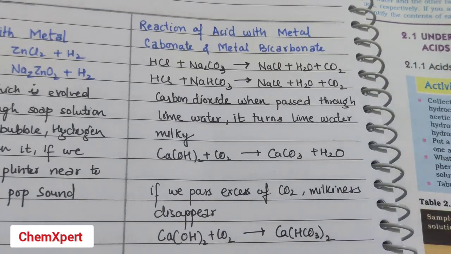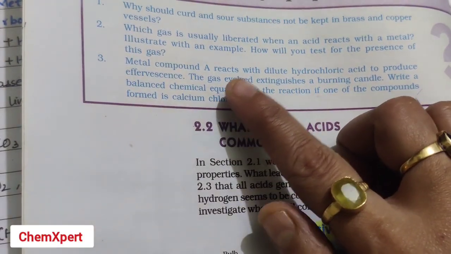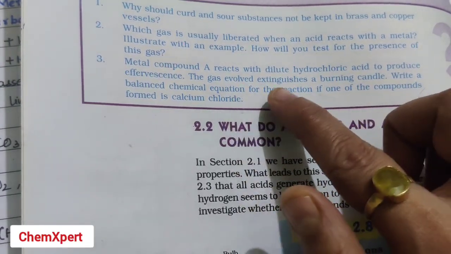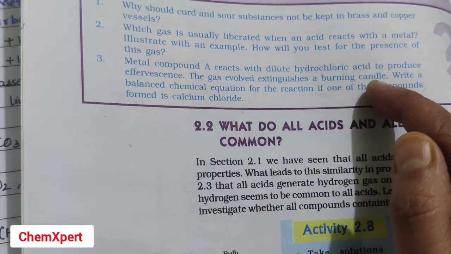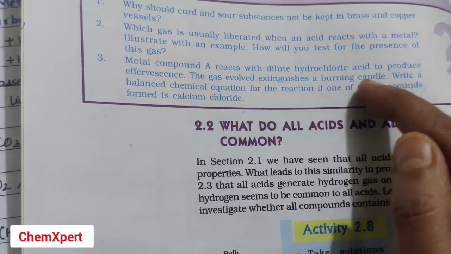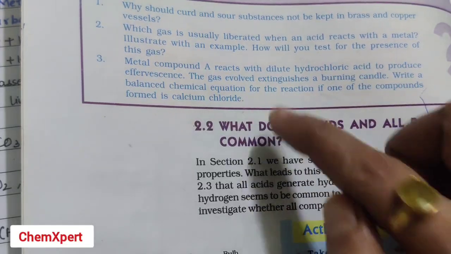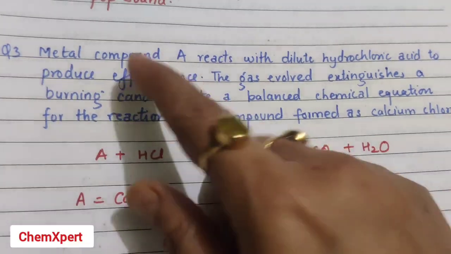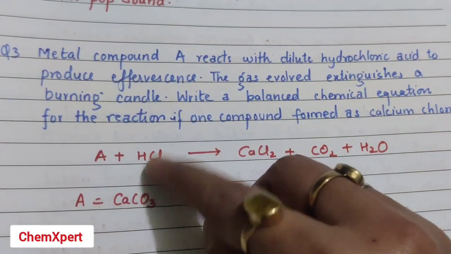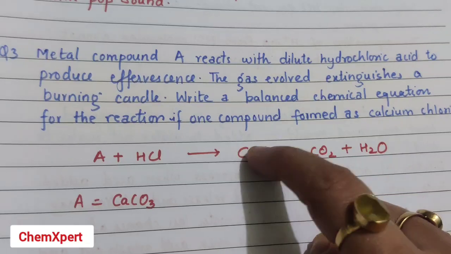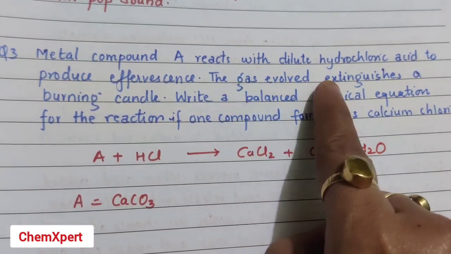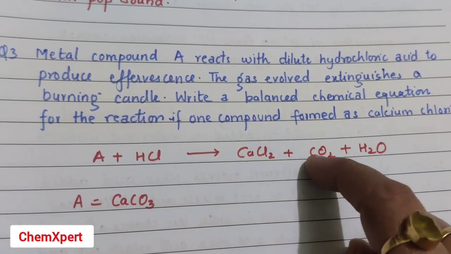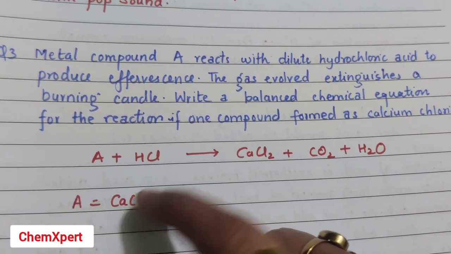Now one more way this question is framed: a metal compound A reacts with dilute HCl to produce effervescence. A gas evolves which extinguishes a burning candle. Extinguishing a burning candle means carbon dioxide is evolved. Write the balanced chemical equation if one of the compounds is calcium chloride. Just for example, metal compound A reacts with HCl and one of the compounds is calcium chloride, and the gas which extinguishes fire must be carbon dioxide. So by combining these two, we get this metal compound, calcium carbonate.